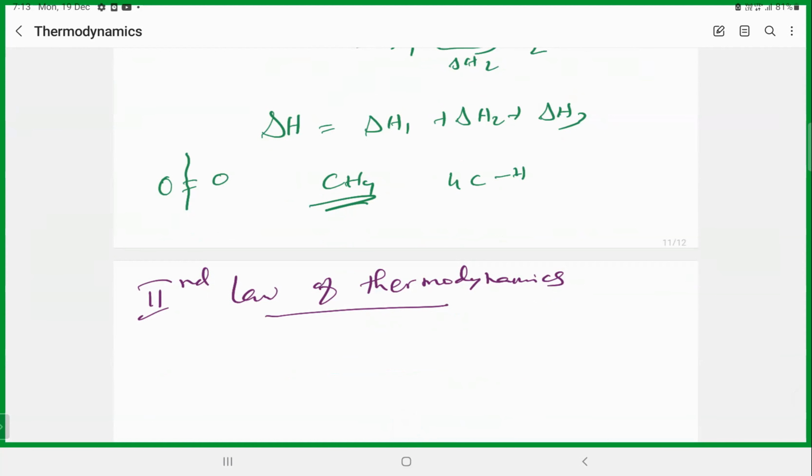So what do you infer from the first law of thermodynamics, ma? We have seen the first law of thermodynamics, no? From the first law of thermodynamics, what have we learned? What have you learned, ma? Sir, U is equal to Q plus W. Okay, then what else?